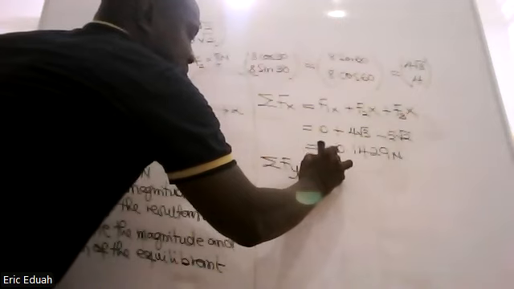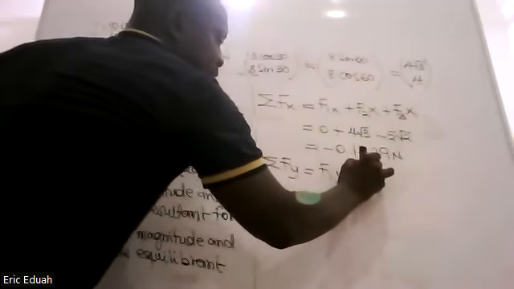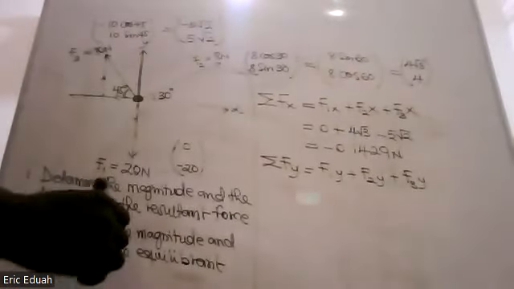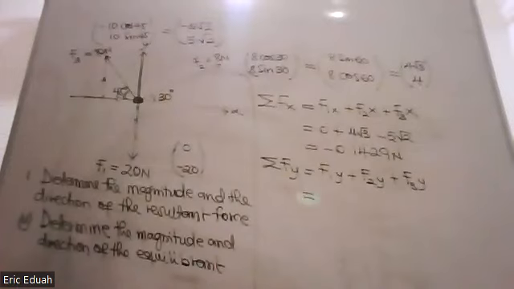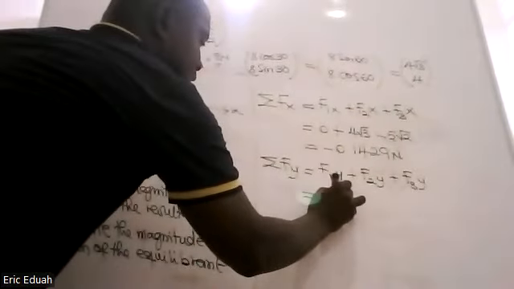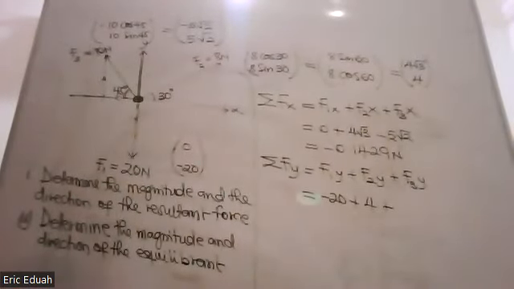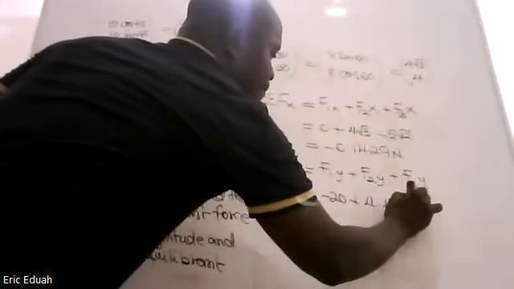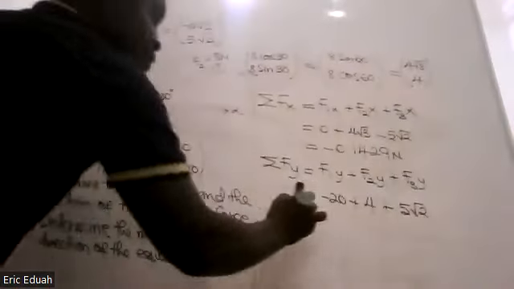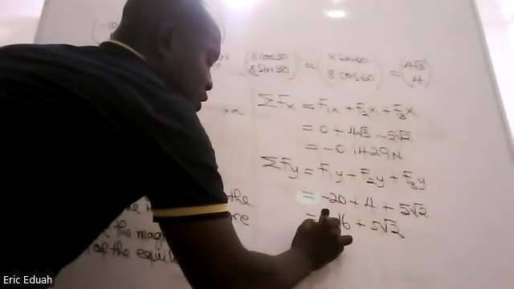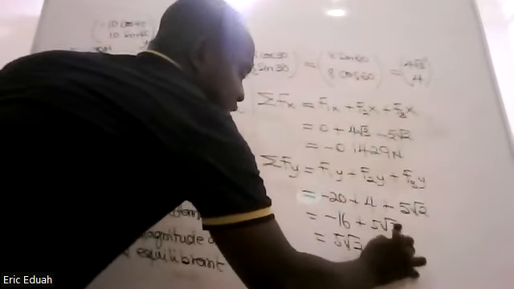Summation F_Y, which is F1 of Y plus F2 of Y plus F3 of Y. So what is F1 of Y? This is negative 20, plus F2 of Y. F2 of Y is 4, plus F3 of Y. We had 5 root 2. So this is minus 16 plus 5 root 2, which is also equal to 5 root 2 minus 16.